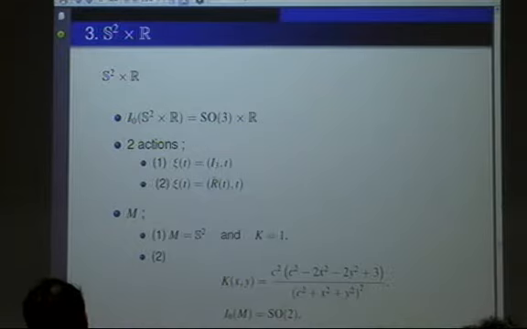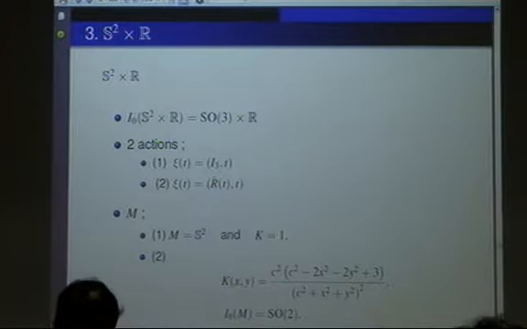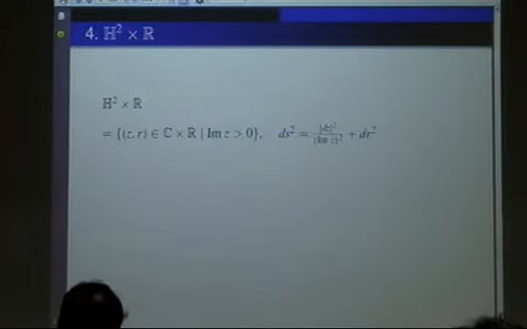For the second case, the Gaussian curvature is like this, and if you see this part, K has rotational symmetry. So you may guess the isometry group of M is SO2. I skip H3, so I will do it at the end because it's very complicated.